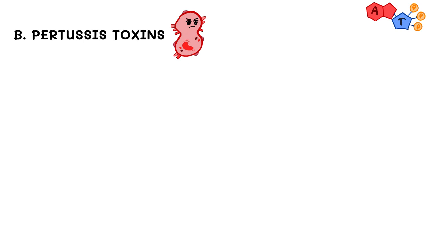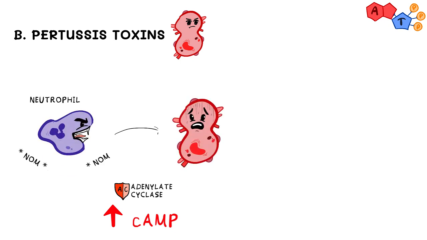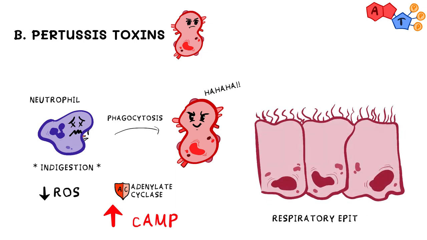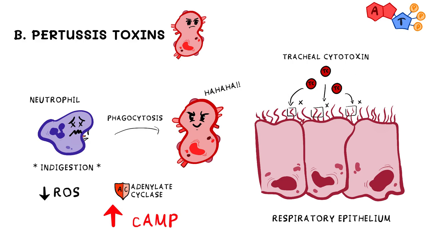Second toxin is adenylate cyclase toxin. From its name, it functions as an adenylate cyclase enzyme, which ultimately also leads to an increase in cyclic AMP. This toxin can prevent the immune system from mounting an effective response by disturbing phagocytosis as well as reactive oxygen species production by neutrophils. It's considered among the important factors in whooping cough disease along with pertussis toxin. And lastly, tracheal cytotoxin. Since it's a cytotoxin, it affects the function of cilia and ciliated respiratory epithelium.